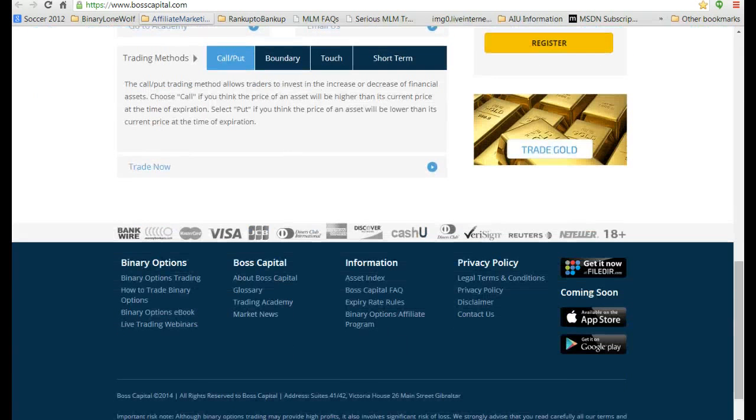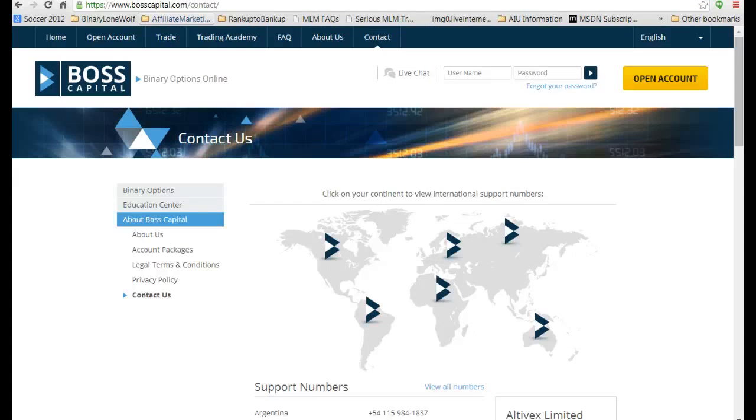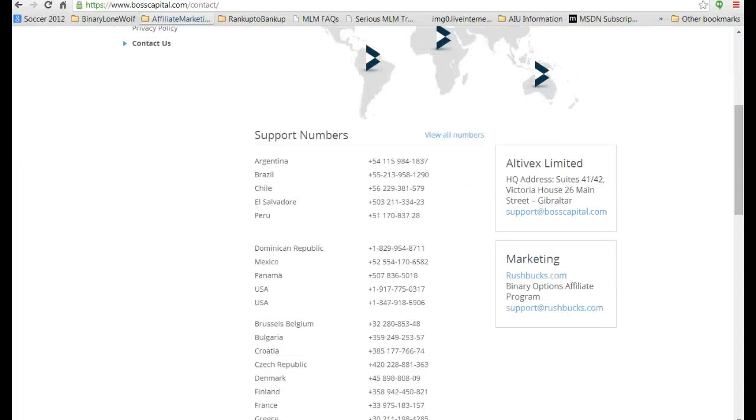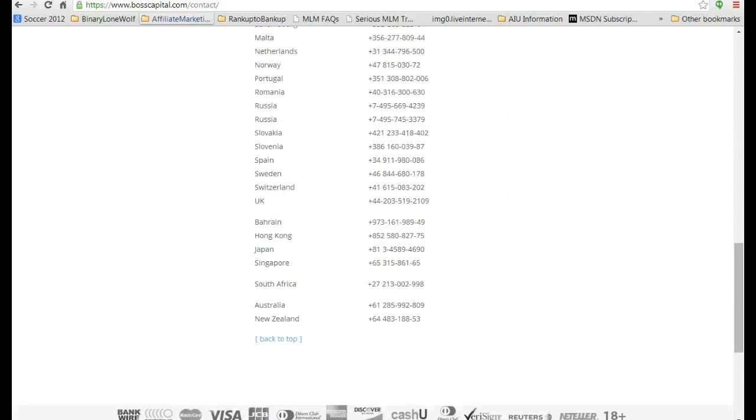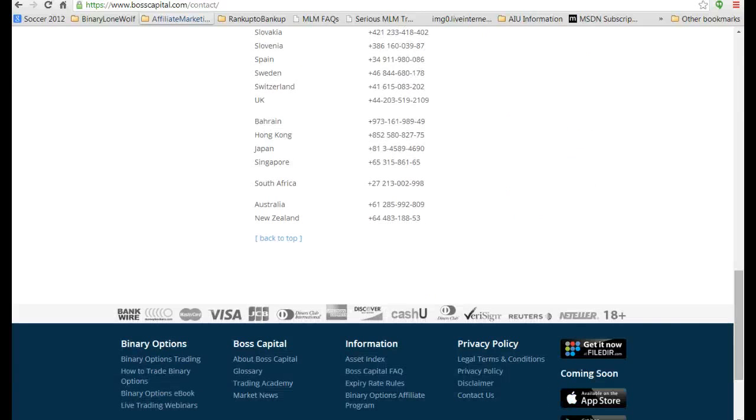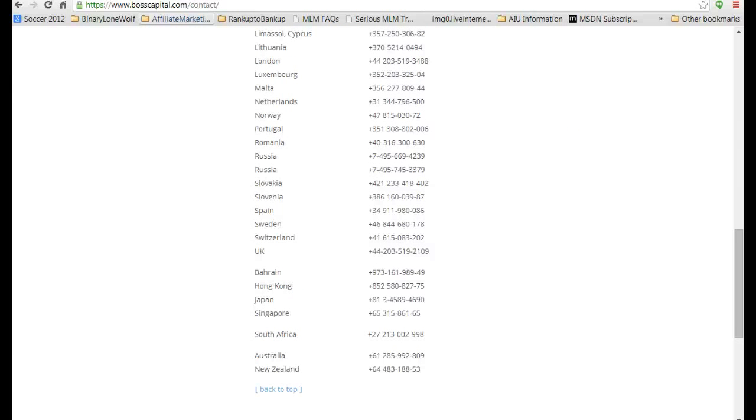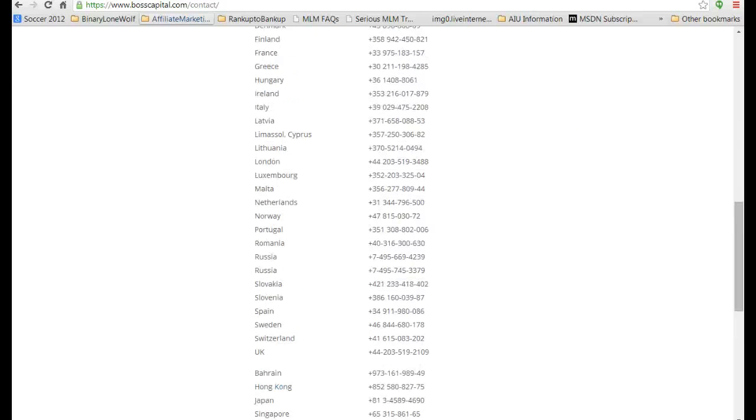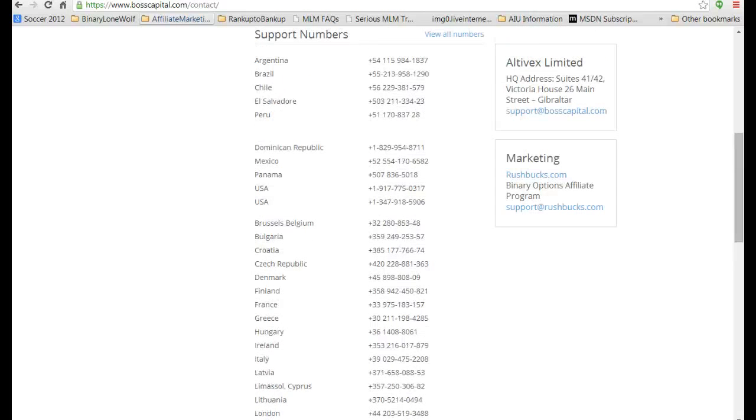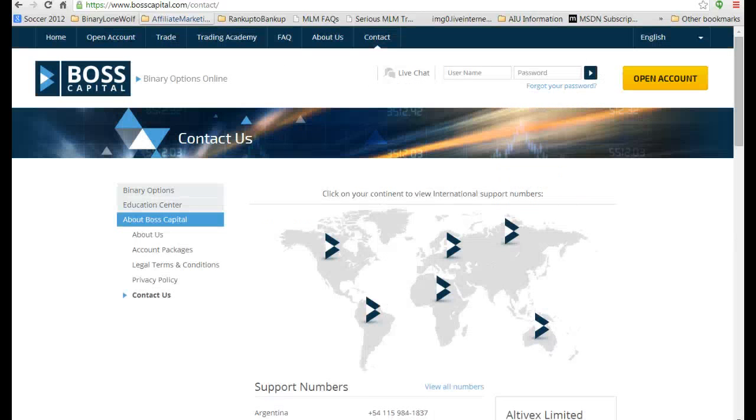If you come down to the bottom right here and go to contact us, this will show you where they are pretty much located, and they're in Gibraltar. However, they are not regulated in the U.S. That's the main thing that I wanted to show you guys. They are not regulated in the United States. They do allow U.S. citizens, so no problem there.